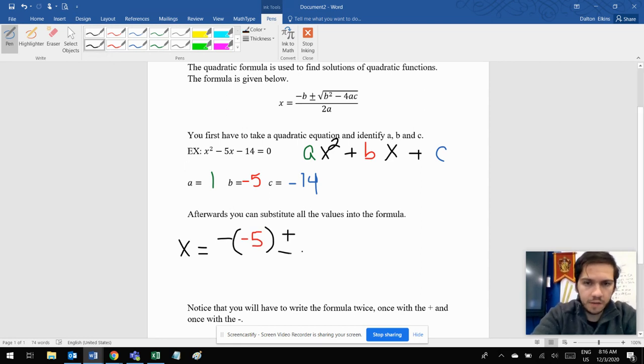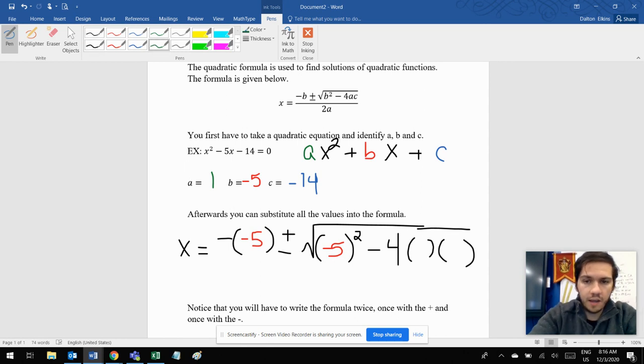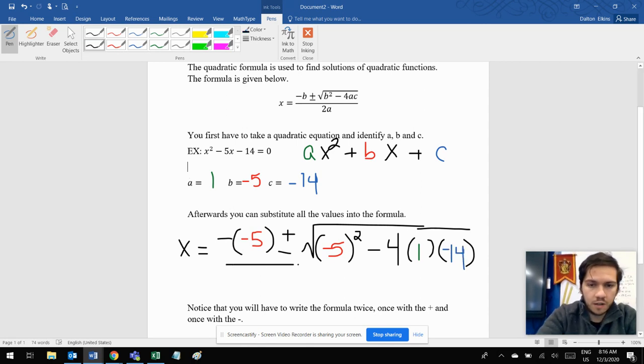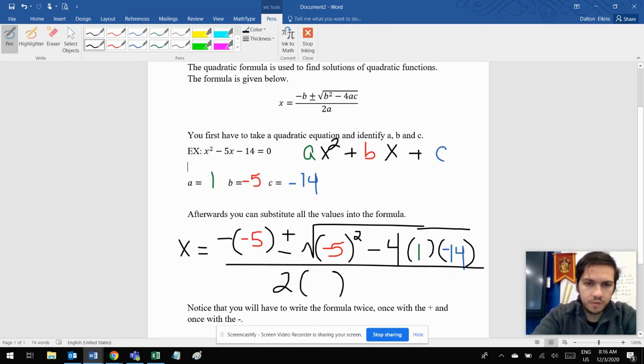plus or minus the square root of b squared. So not b, negative 5 squared, minus 4 times a. It's going to get big. A is 1, so 4 times 1 times c, which is negative 14, all over 2 times 1. Wow, okay, so that is a formula.